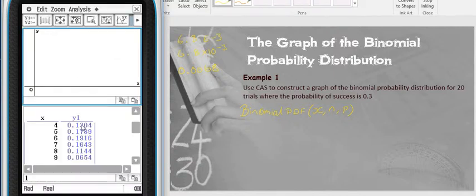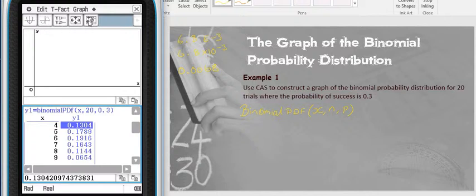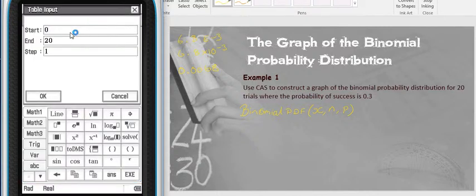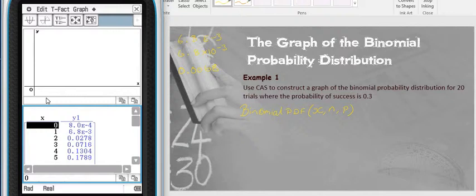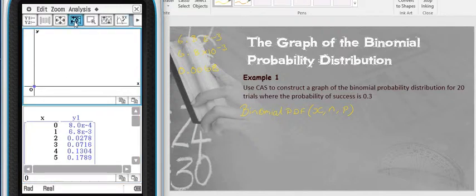Actually, that reminds me, let's come back to our table here for a second, because our table, we can start at 0, can't we? We can have a 0 value. Okay, so back to our graph. Our scale, that's our table, sorry.